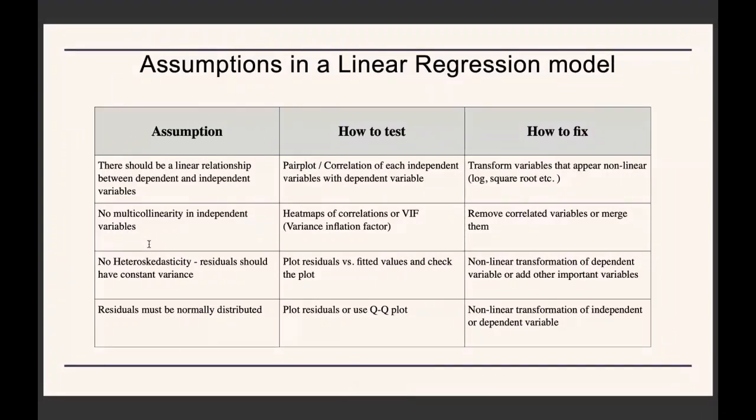These are a few assumptions in a regression model: there should be a linear relationship, there should not be multicollinearity present, residuals should have a constant variance, which is called homoscedasticity, and residuals must be normally distributed. In the interest of time, I would not spend a lot of time on the assumptions. I would request all of you to explore more on the assumption side, right? These slides and codes are checked in onto the GitHub repository, so please feel free to explore them.